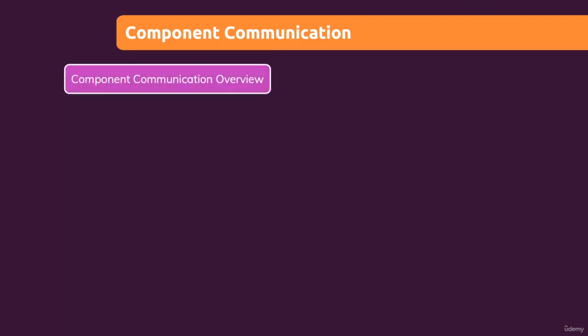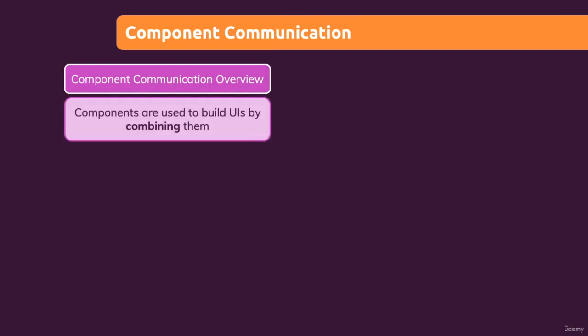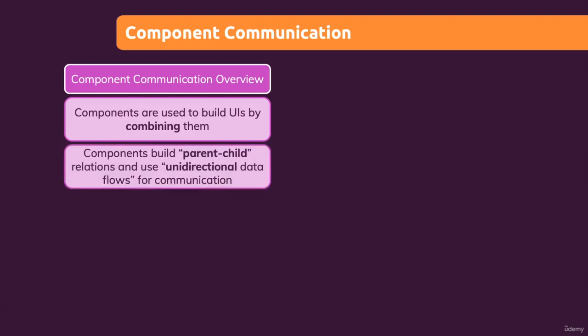Now, in general, components are used to build user interfaces by combining them. The great thing about components is that you can encapsulate logic in a template and split your code into multiple smaller pieces, and that you can also reuse components, for example, components that encapsulate list items. Components then form parent-child relations automatically.